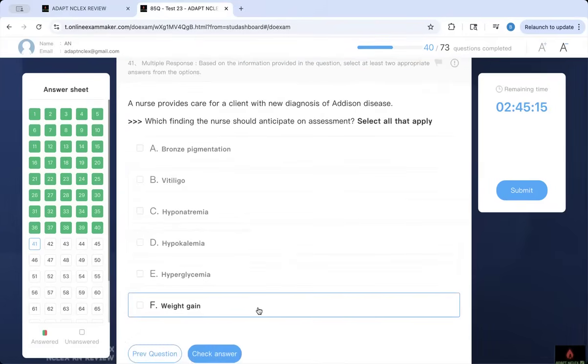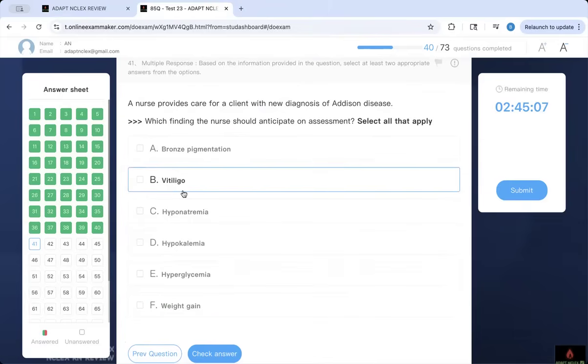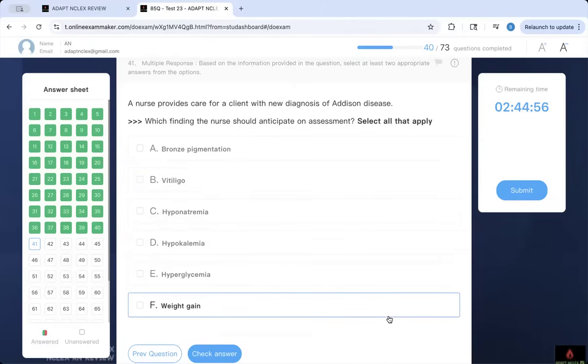And let's provide care for a client with what? Addison disease. What do you expect in Addison? Which finding should the nurse anticipate on assessment? Bronze pigmentation, vitiligo, hyponatremia, hypokalemia, hyperglycemia, and weight gain. Is this what you see in Addison disease? Pick your answer, stop the video, and pick your answer.